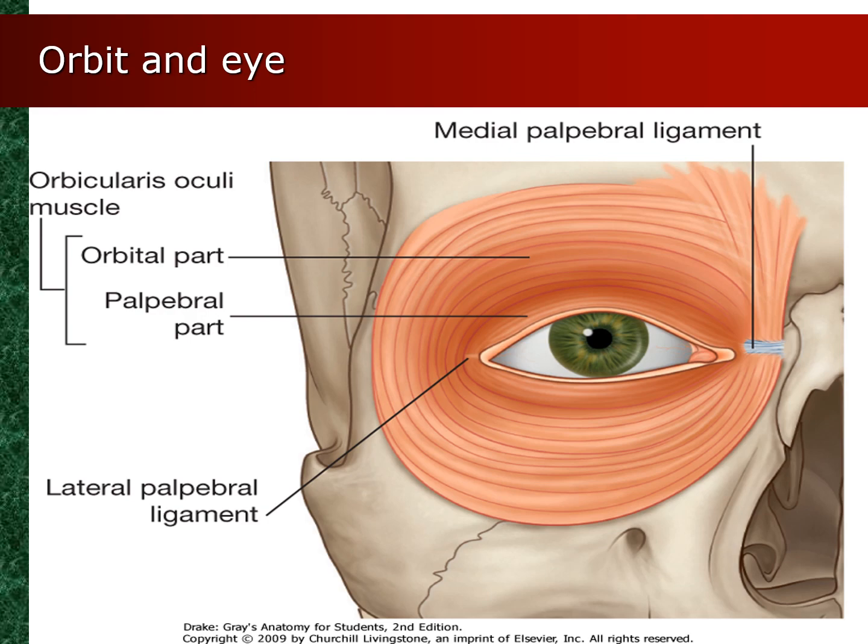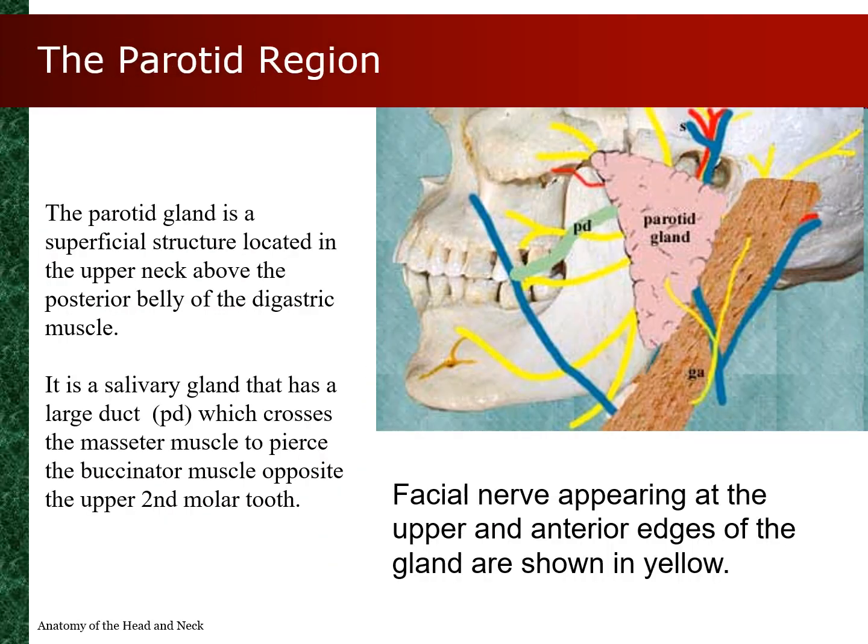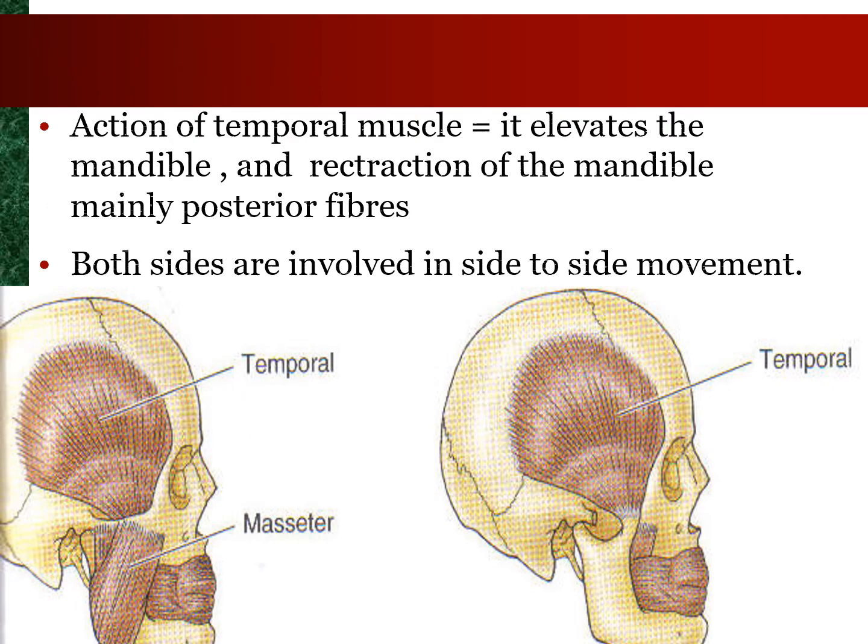Then remember the muscles of the orbit and how the eyes move, and the parotid region, its supply and the relations of the parotid gland. The five motor branches of the facial nerve arise here, and the parotid duct opens opposite the upper second molar tooth. Then the three salivary glands, their location and clinical importance.